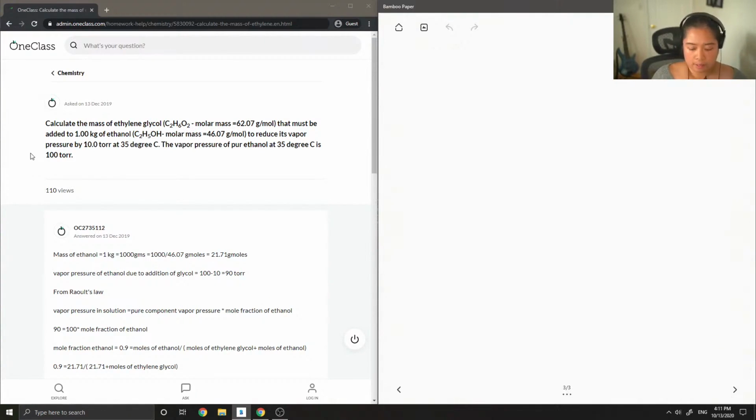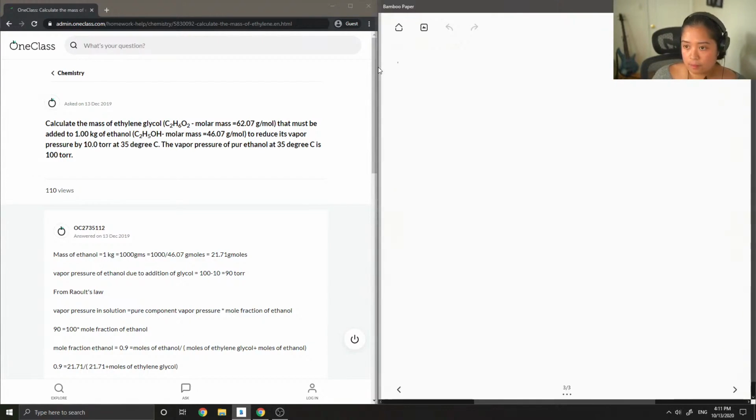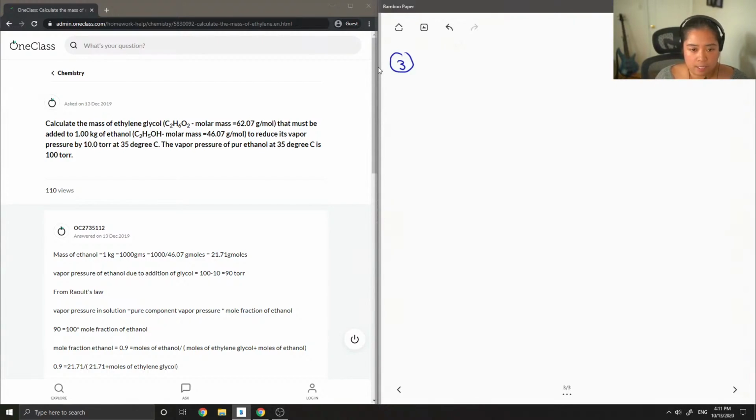Okay, so question three. Calculate the mass of ethylene glycol that must be added to 1 kilogram of ethanol to reduce its vapor pressure by 10 torr at 35 degrees Celsius. The vapor pressure of pure ethanol at 35 degrees C is 100 torr.